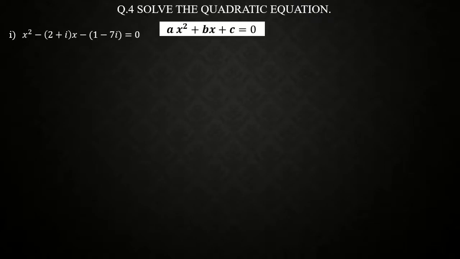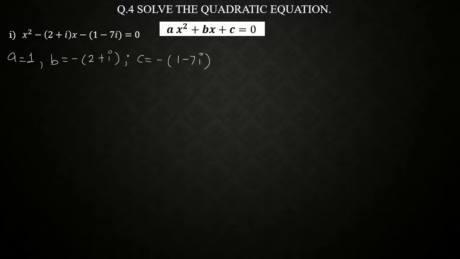This is the next question from main question number 4, and the question is x square minus of 2 plus i into x minus of 1 minus 7i is equal to 0. Our steps remain the same. Let's start with finding the value of a. Value of a is 1, value of b is minus of 2 plus i. We are finding these values of a, b, c by comparing with the standard form which you can see on the screen. Next, the value of c is minus of 1 minus 7i.